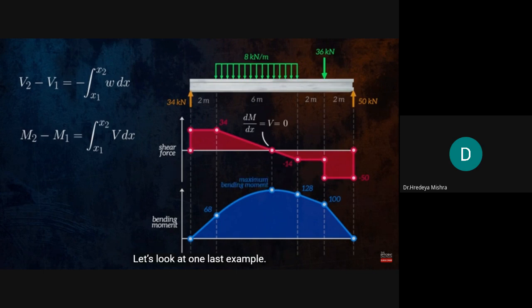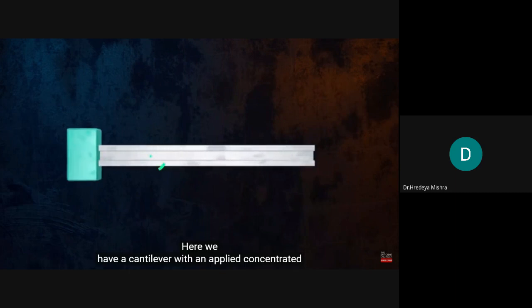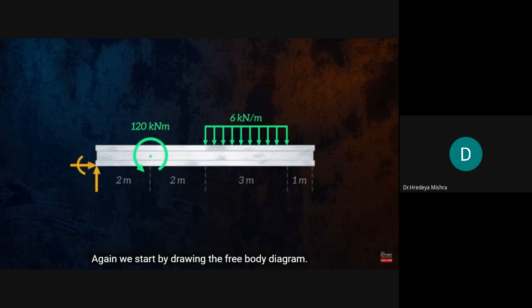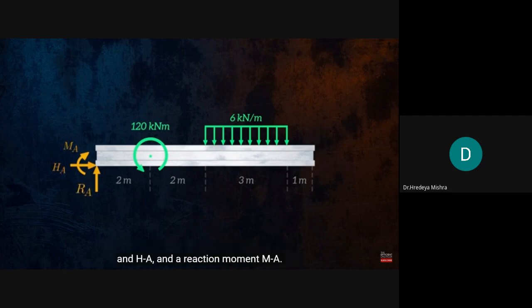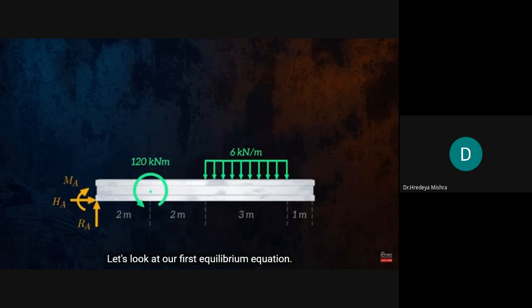Let's look at one last example. Here we have a cantilever with an applied concentrated moment of 120 kilonewton meters and a distributed force of 6 kilonewtons per meter. Again, we start by drawing the free body diagram. Because the support is fully fixed, we have vertical and horizontal reaction forces, RA and HA, and reaction moment, MA. Let's look at our first equilibrium equation.